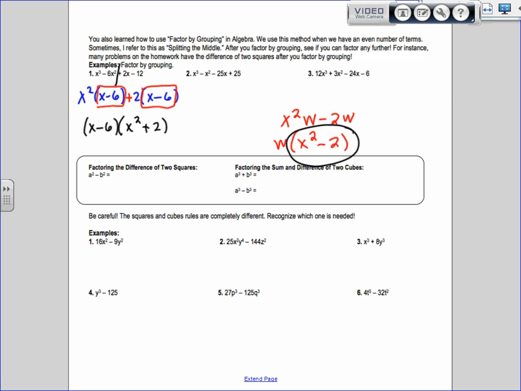So we pull what's called the common factor, that whole thing in parentheses, to the front. Notice how I didn't write x minus 6 squared. A lot of people do that, or they write 2x minus 6. There's only one of them. You pulled that one factor to the front.